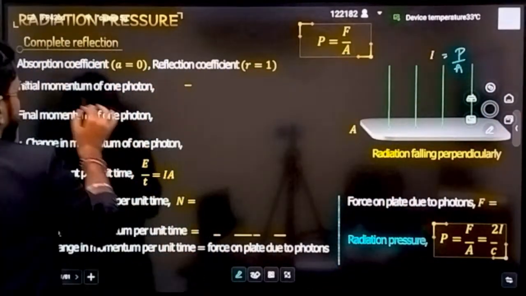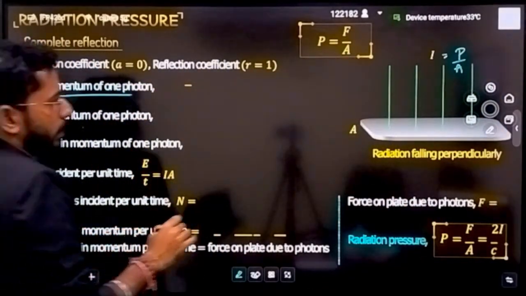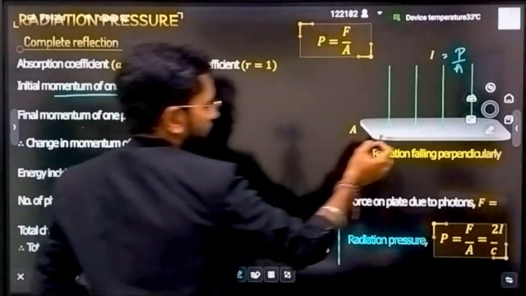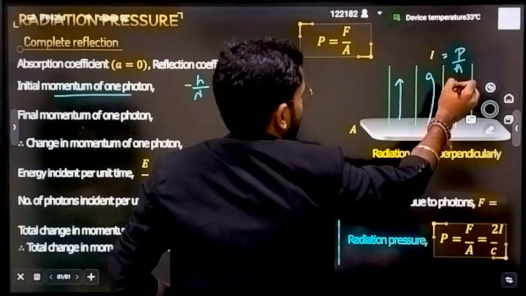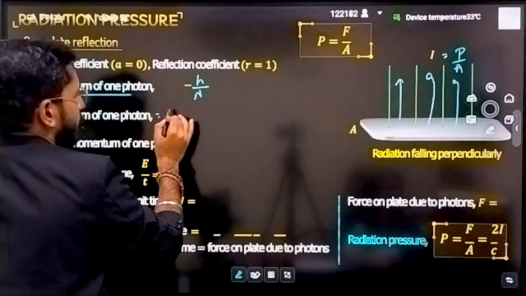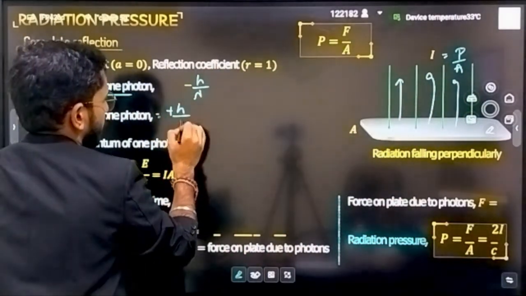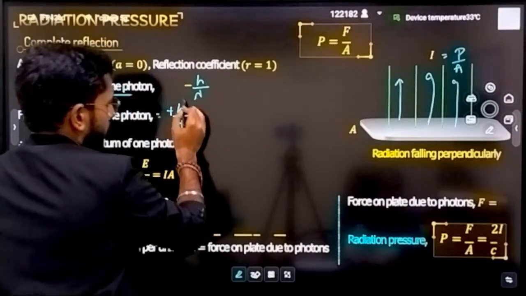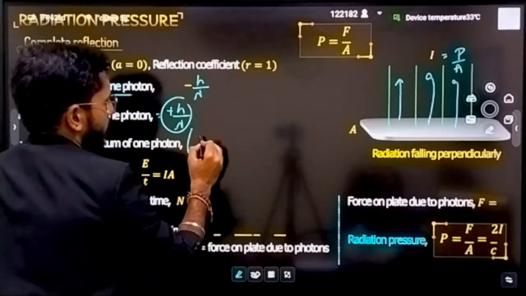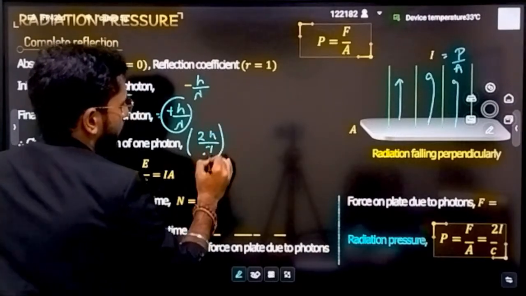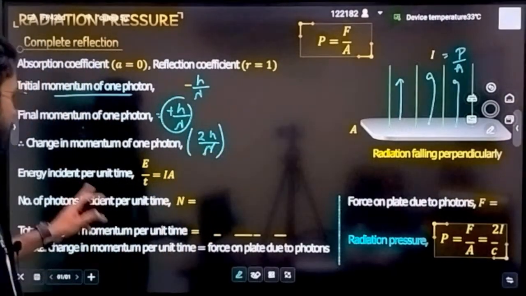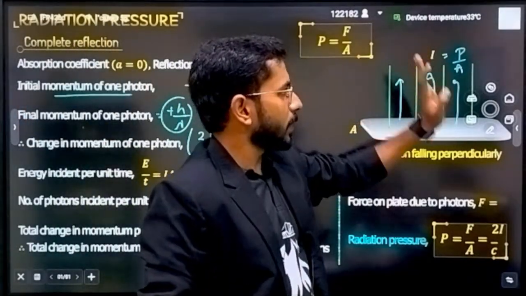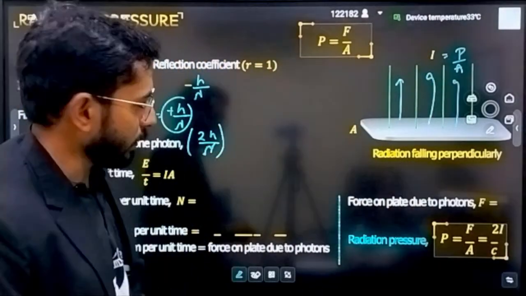Okay, लिखते हैं एक एक करके. What is the initial momentum? Initial momentum I will write minus of h by lambda. Final momentum, this time it will be reflected back also, and reflected back with the same completely reflection is there, that means I will write plus of h by lambda. So if someone asks me, tell me what is the change in momentum, I will say this minus of this means I can say 2h by lambda. Energy incident per unit time, that means power. If someone asks me power I can write it is simply it is equals to intensity into area.